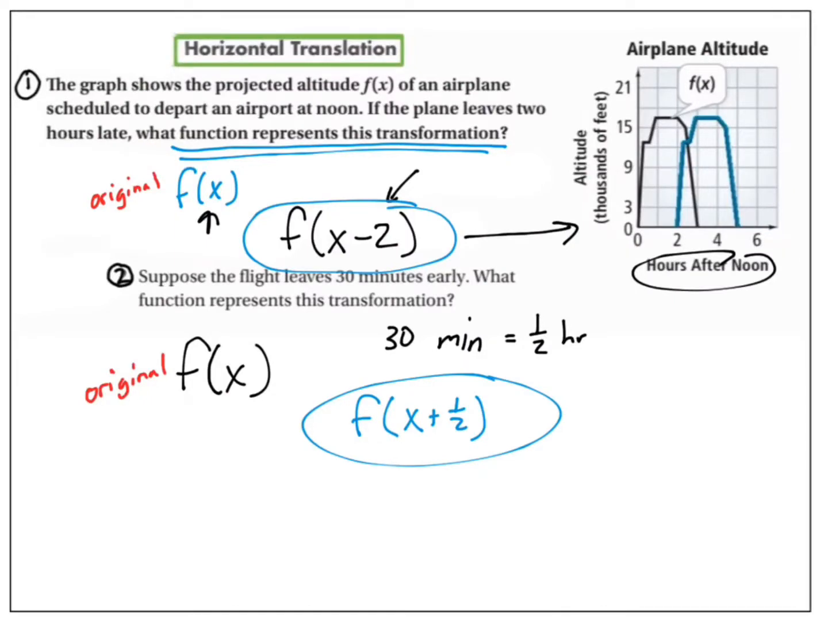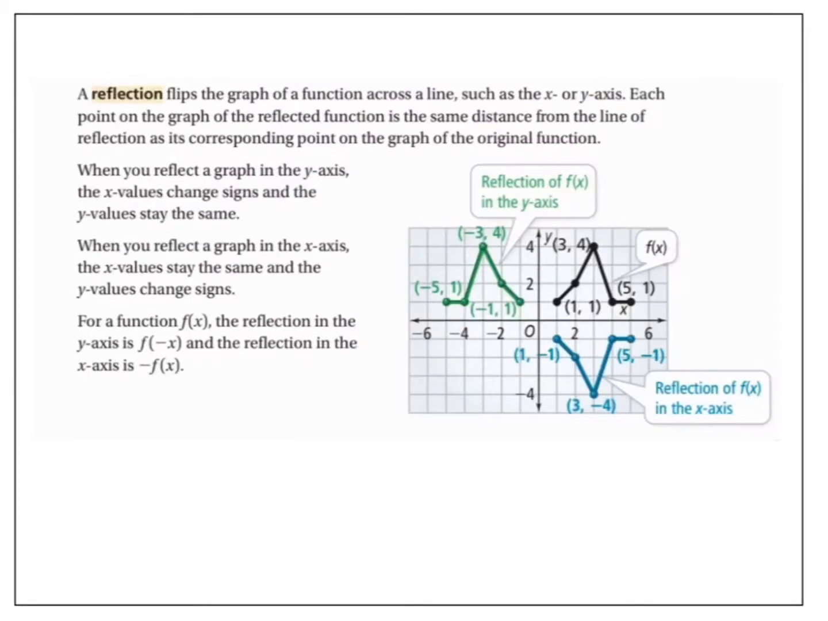Should be f of x plus 1/2. I think I may have said f of x plus 2, but it should be plus 1/2. All right, so now we're going to talk about a reflection.